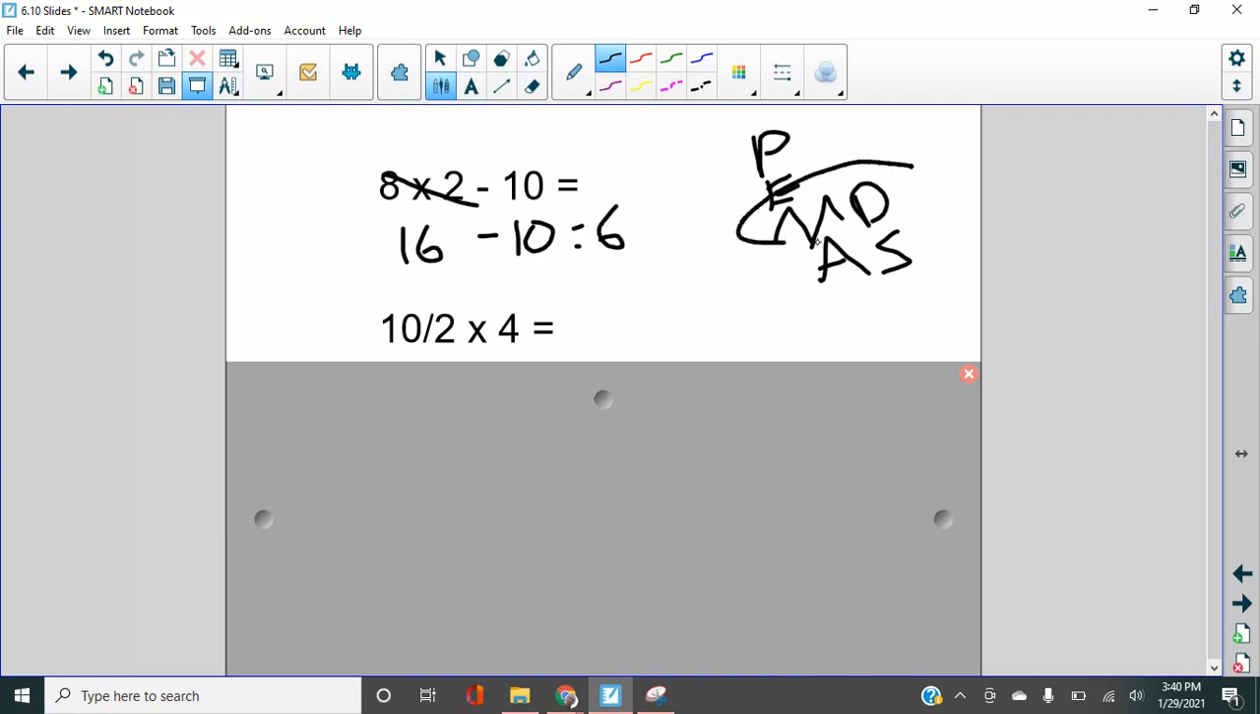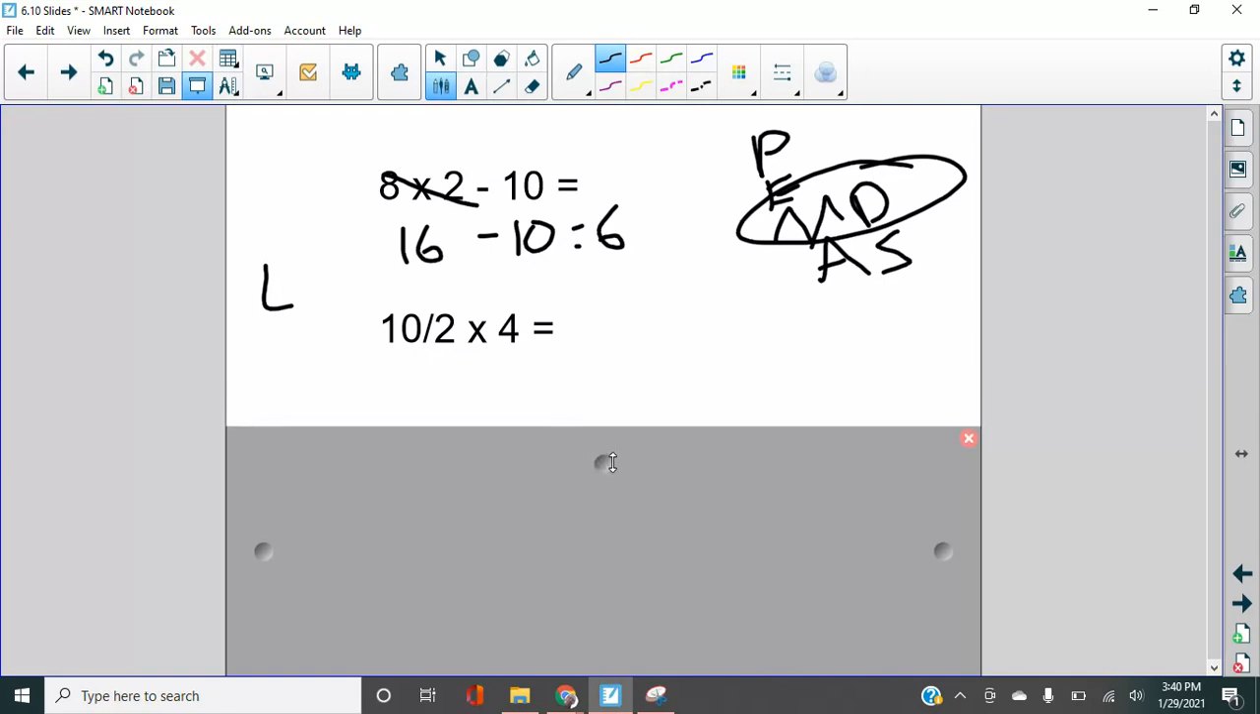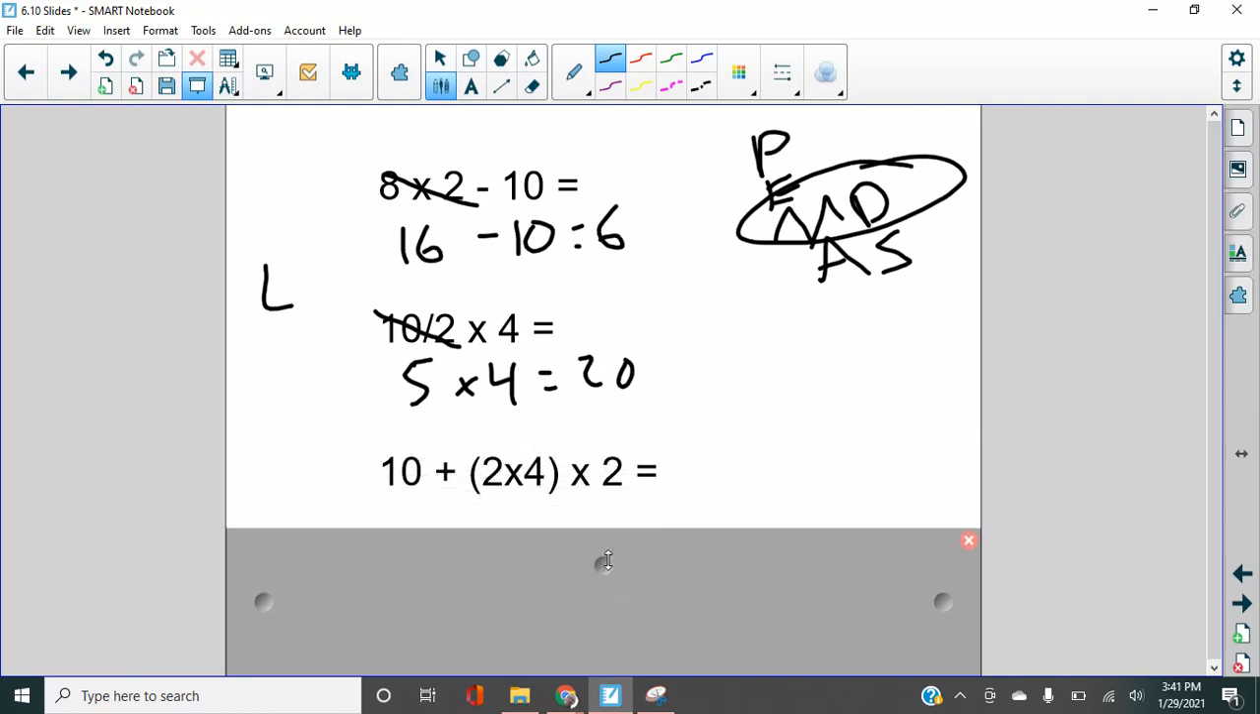Remember, multiplying and dividing happen at the same time, and you start from the left to right. So this is the left direction, right? This is all multiplying and dividing, so I start at the left. So 10 divided by 2, what is 10 divided by 2? 5. And so what would our answer be? 20. All right, so again, we did this one first because multiplying and dividing are equal. They happen at the same time, left to right.